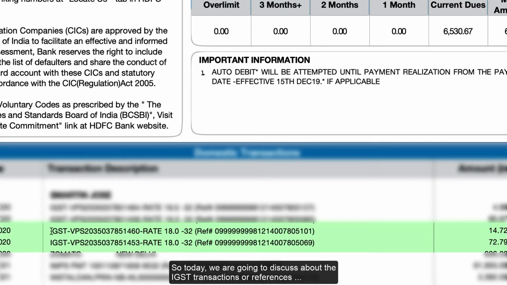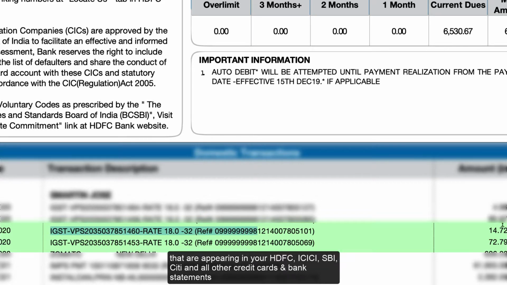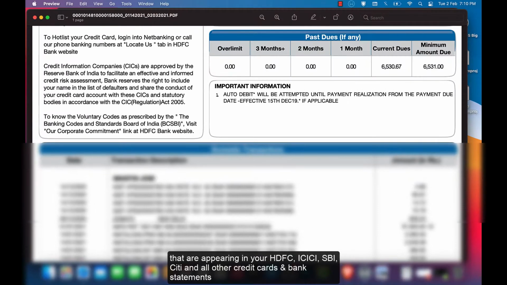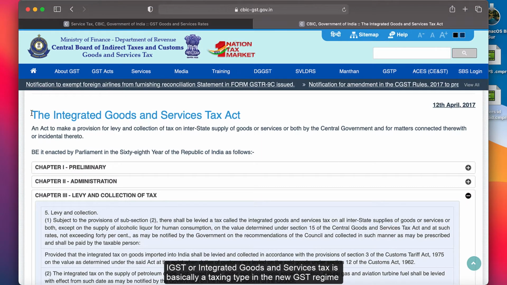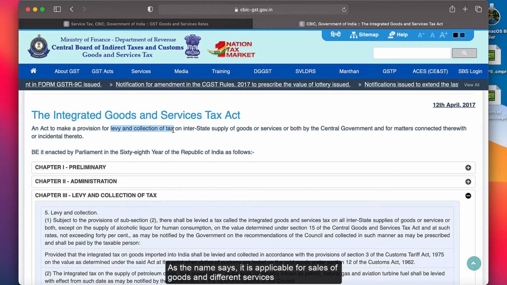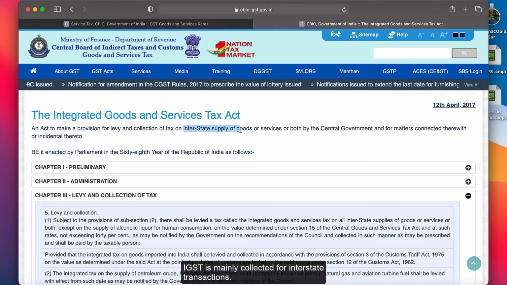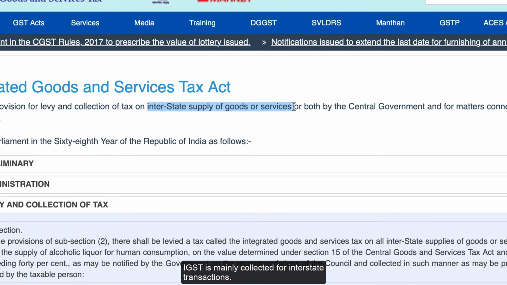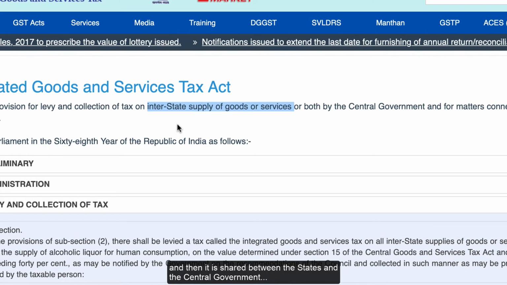So today we are going to discuss the IGST transactions or references that are appearing in your HDFC, ICICI, SBI, Citi and all other credit cards and bank statements. IGST, or Integrated Goods and Services Tax, is basically a taxing type in the new GST regime. As the name says, it is applicable for sales of goods and different services. IGST is mainly collected for interstate transactions and then it is shared between the states and the central government.